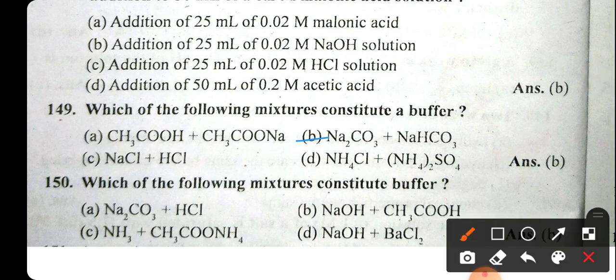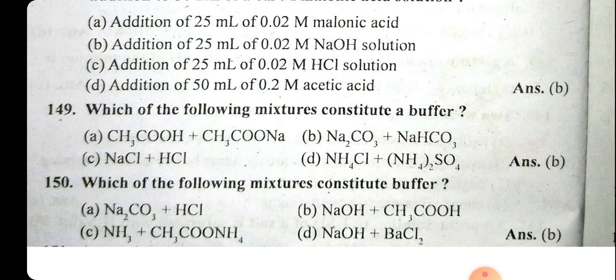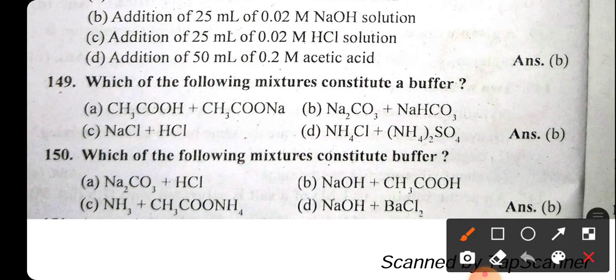Now the last question is which of the following mixtures constitute a buffer? A buffer is constituted by NaOH plus CH3COOH.